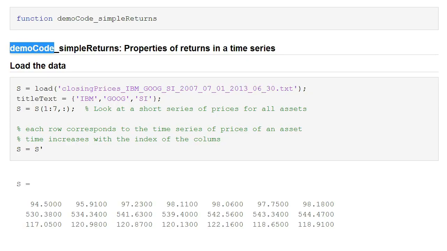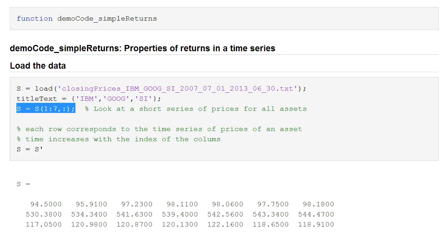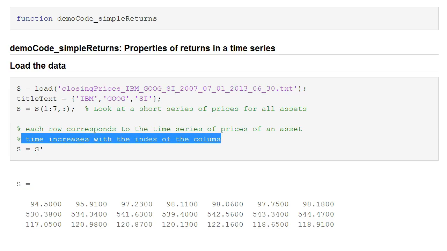And here is the code to compute these returns. The program is called demo code simple returns. The first operation we'll do is load the data from the data file that you have created with the closing prices of IBM, Google and Siemens. We'll take a look at a series of only 7 prices just to illustrate the properties of the simple returns. Since in this course the convention is that each row corresponds to the time series of the prices of a single asset and that time increases with the index of the columns, we'll have to take the transpose of S.